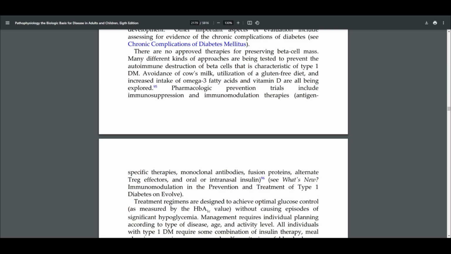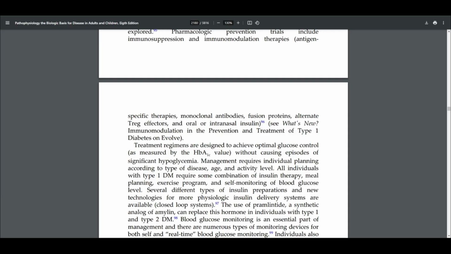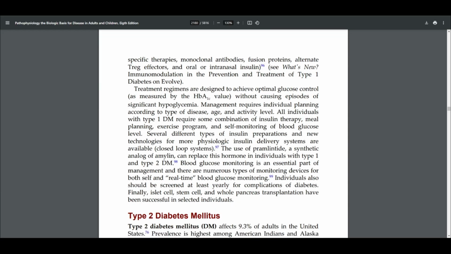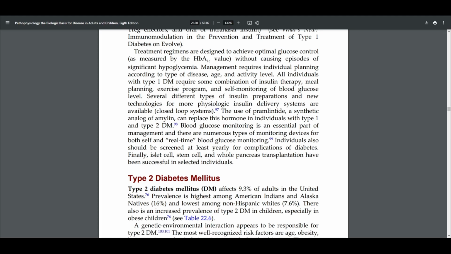Many different kinds of approaches are being tested to prevent autoimmune destruction of beta cells that is characteristic of type 1 diabetes. Avoidance of cow's milk, utilization of a gluten-free diet, and increased intake of omega-3 fatty acids and vitamin D are all being explored. Pharmacologic prevention trials include immunosuppression and immunomodulation therapies. The treatment regimens are designed to achieve optimal glucose control without causing episodes of significant hypoglycemia.